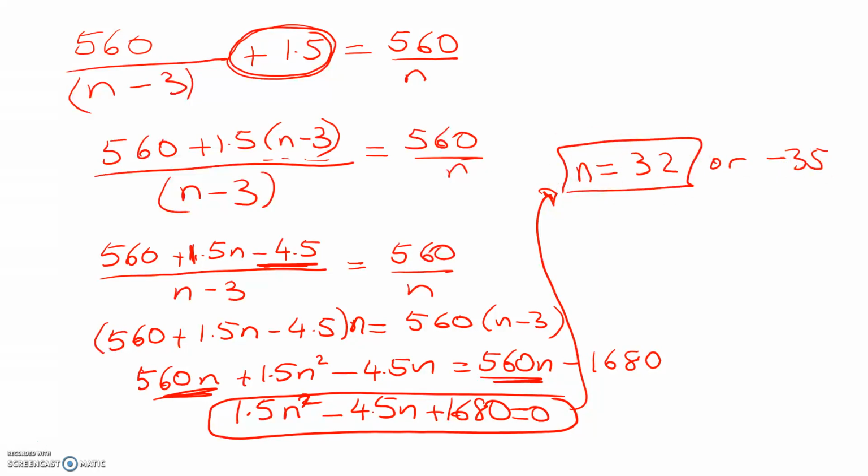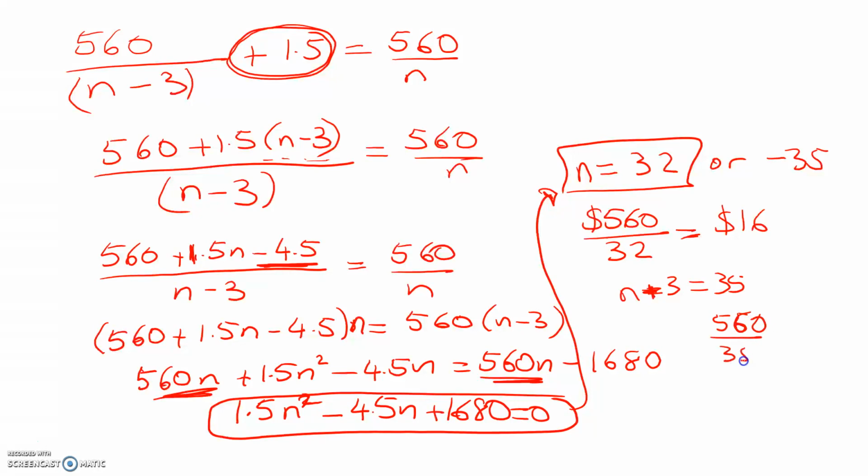So now we're going to go back and figure out what is that n? Is that the number of students who actually went in the end or the number who we're going to go to start with? So let's check that. It's really easy to check it. We've got $560 and we're sharing it among 32 students. What does that work out to be? Well, that's $16. Originally, n was going to be 3 higher. So n plus 3 was 35. And if we do 560 over 35, we see that we get $17.50.